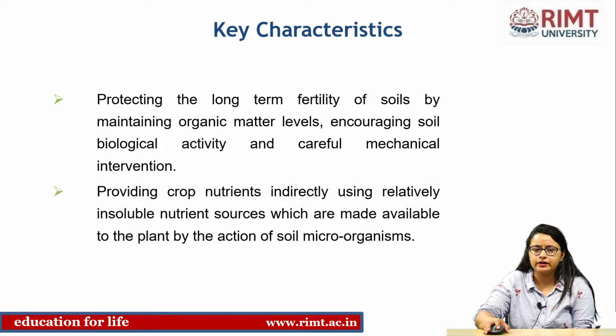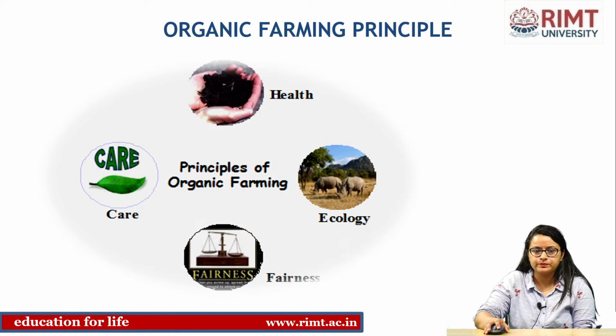The key characteristics are protecting the long-term fertility of soil while maintaining organic matter level, encouraging soil biological activity, and careful mechanical intervention. Crop nutrients are provided indirectly using relatively insoluble nutrient sources, which are made available to the plant by the action of soil microorganisms.